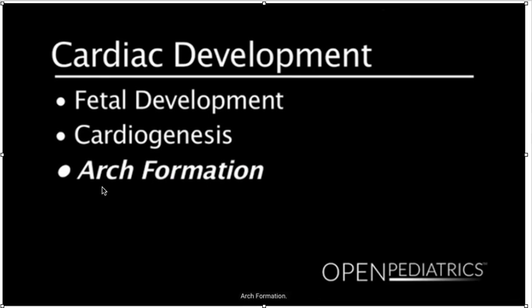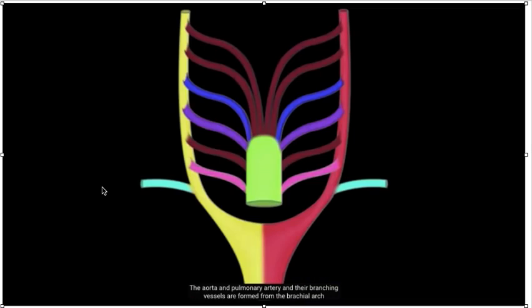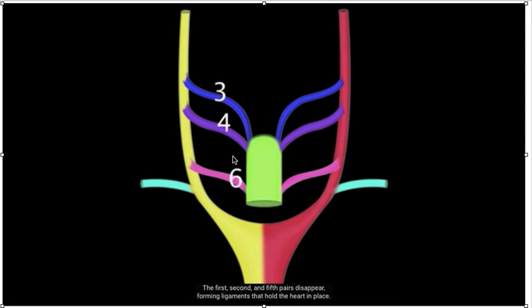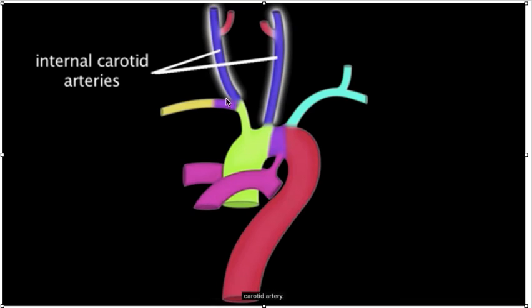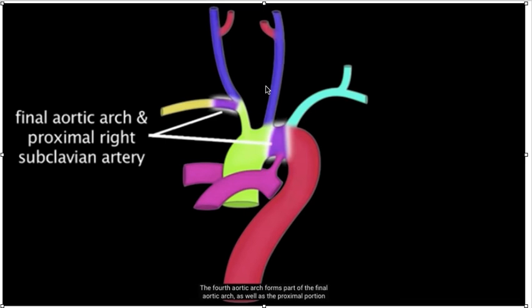Right? Coming to the arch formation. There are 6 pairs of branchial arteries, 1, 2, 3, 4, 5, 6. After which the first, second and fifth disappear. The third aortic arch will form the common carotid and the internal carotid. The fourth aortic arch forms the proximal right subclavian artery as well.